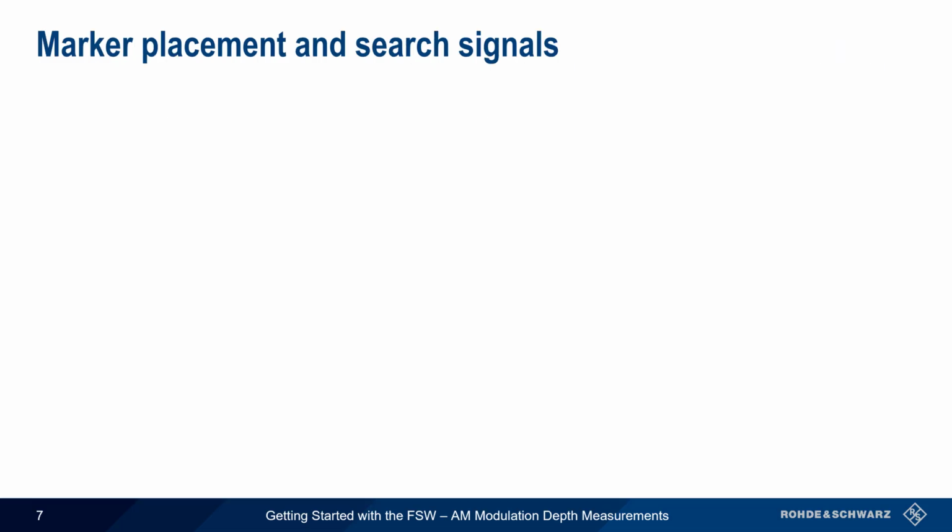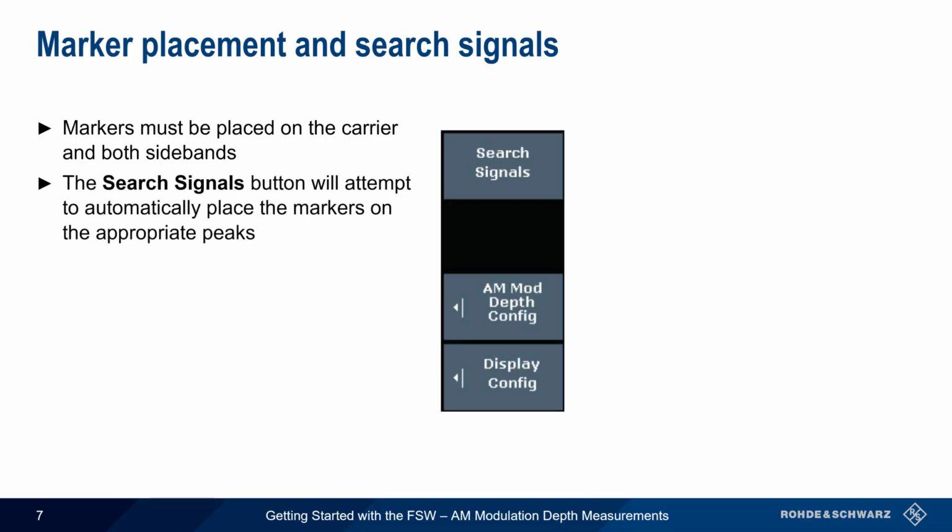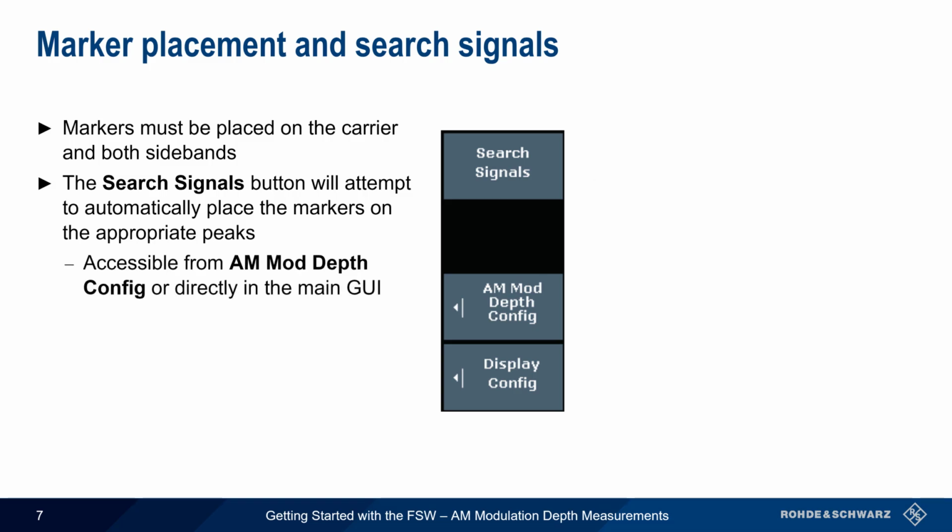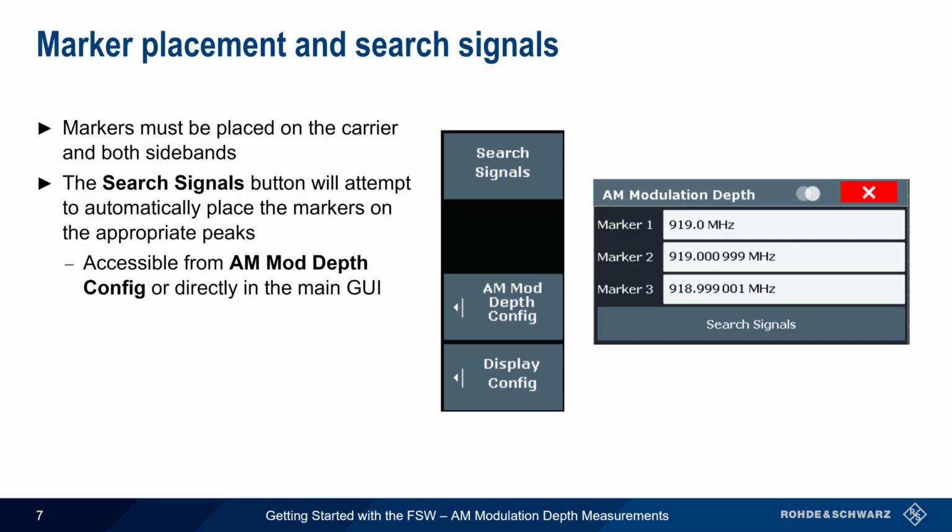Once center frequency, span, and resolution bandwidth are configured, markers must be placed on the carrier and on both sidebands. Pressing the Search Signals button will cause the FSW to attempt to automatically place marker 1 on the carrier and markers 2 and 3 on the sidebands. This function is accessible from within the AM Mod Depth config or directly from the main GUI. Recall that markers can also be manually placed and adjusted if necessary.